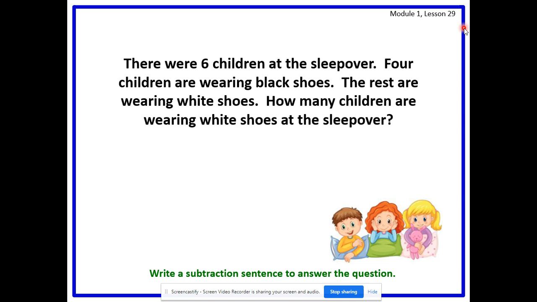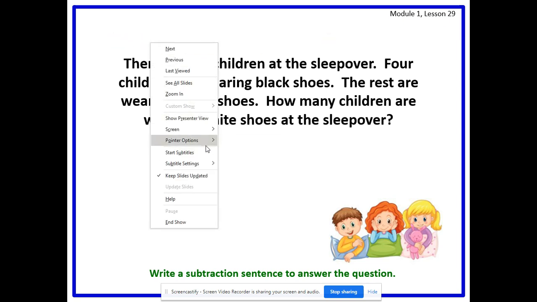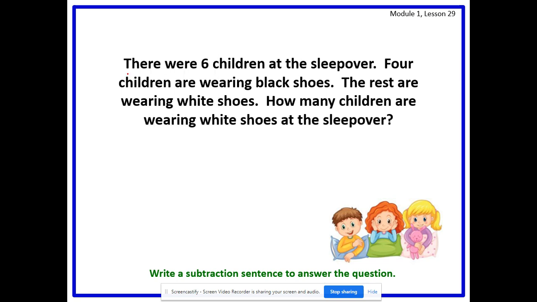Okay, so first, we're going to solve the problem. Let me go ahead and get my pen. Let's read the problem. Remember, you don't need to write the problem down, just the answer. So there were 6 children at the sleepover. How many children at the sleepover? Get ready. 6. 4 children are wearing black shoes. How many children wearing black shoes? Get ready. 4. So we're going to circle 4 and I will put a 4 up here just so we know that's a number 4. The rest are wearing white shoes.